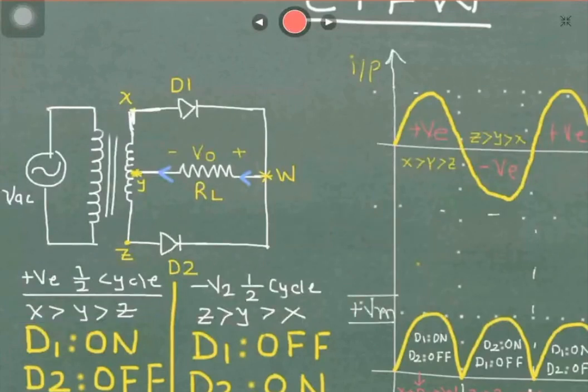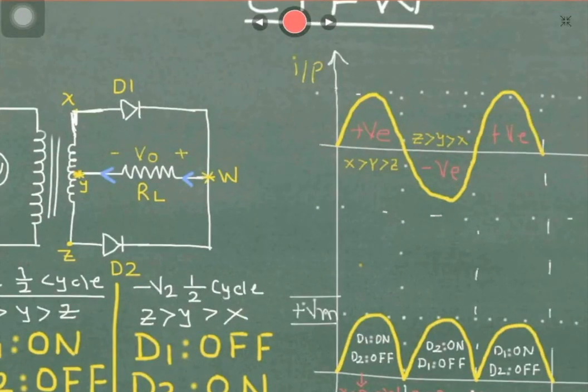So diode D1 becomes forward bias, diode D2 becomes reverse bias. During negative half cycle as shown over here, Z is positive with respect to Y is positive with respect to X. So diode D2 becomes forward bias, diode D1 becomes reverse bias. So one thing is clear, during positive half cycle, diode D1 will function. During negative half cycle, diode D2 will function.